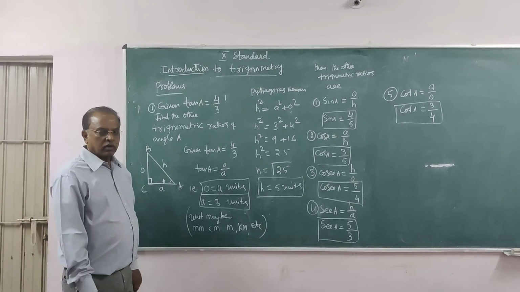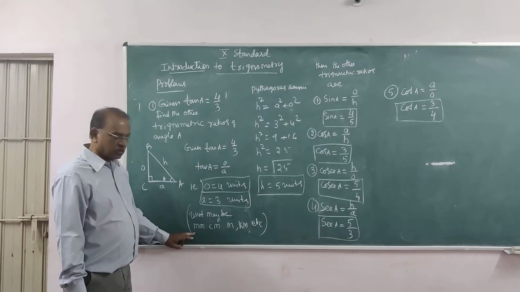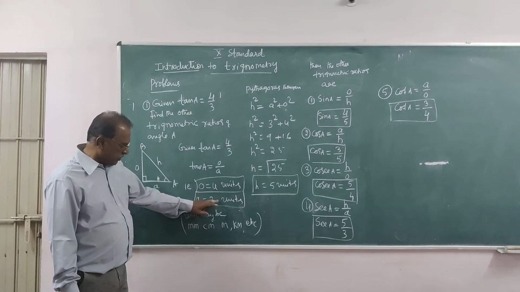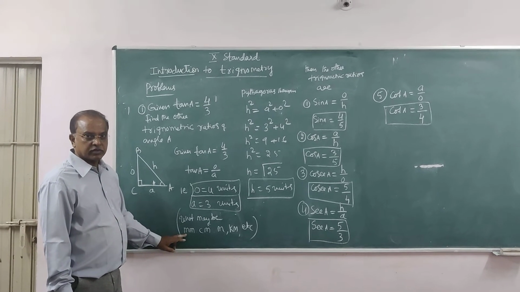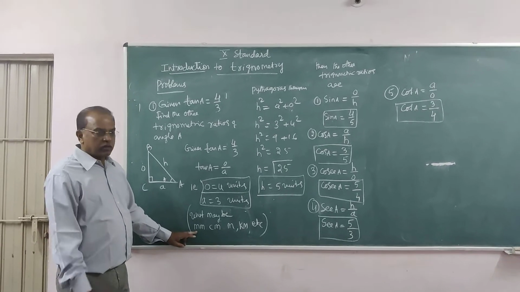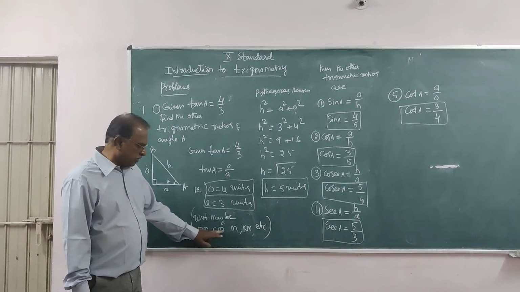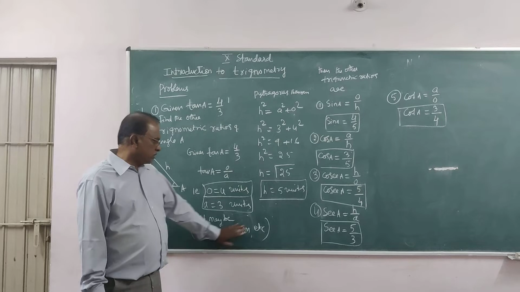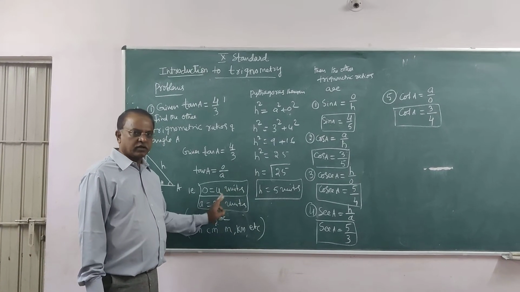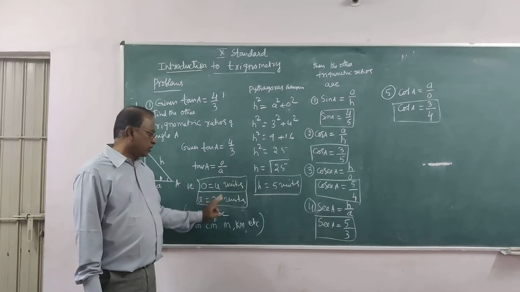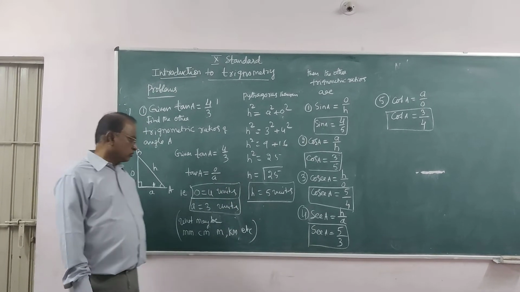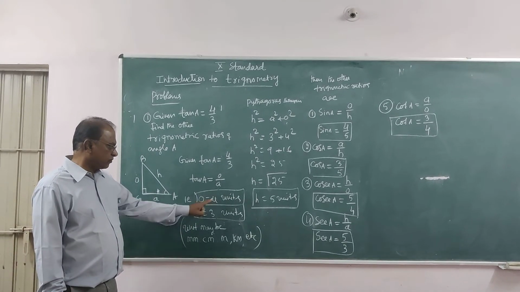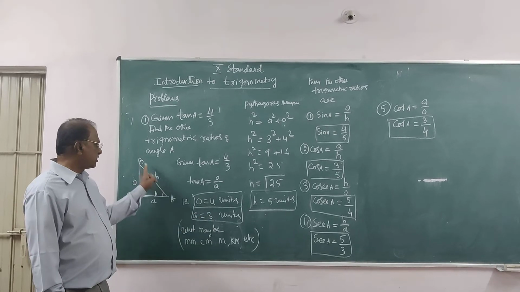As you know, length can be measured in terms of any one of the systems of units. There are a number of systems of units: millimeter, centimeter, meter, kilometer. Any one can be used, but use the same unit throughout. That means the length of O is known, the length of A is known, 4 units, 3 units. The length of H is not known.